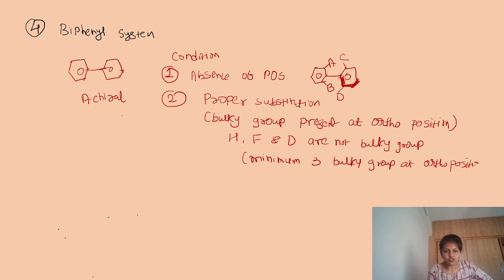And the third condition is that A is not equal to B and C is not equal to D, right? So these are the conditions for chirality. I will explain by giving an example, right? So first of all, example number 1.